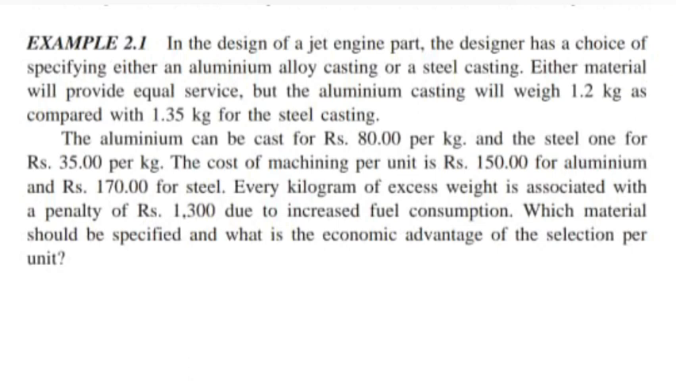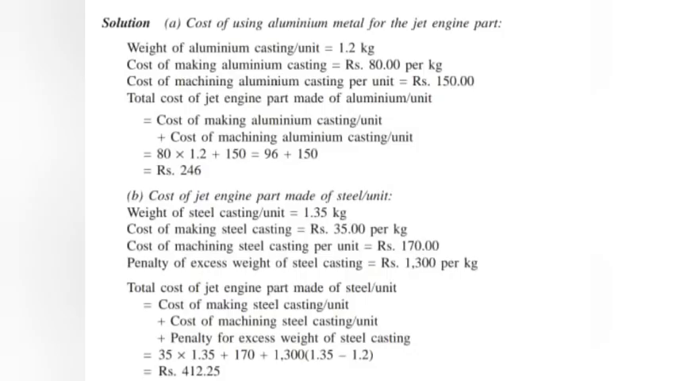If it has an excess weight, then there is a penalty of rupees 1300. This is because fuel consumption will be more due to excess weight. So in this question they are asking which will be the economic material. As a solution, what we can do is find separately for aluminum and for steel.